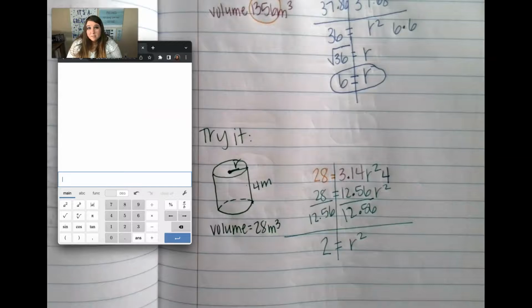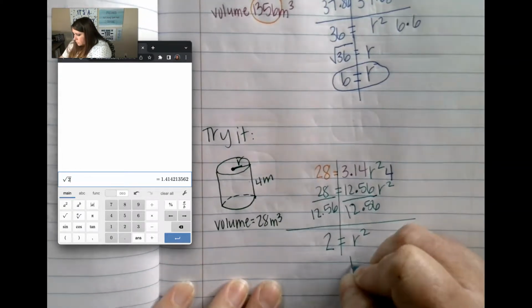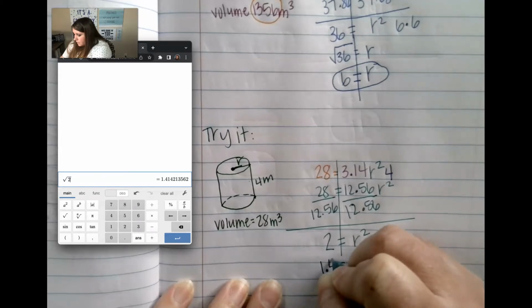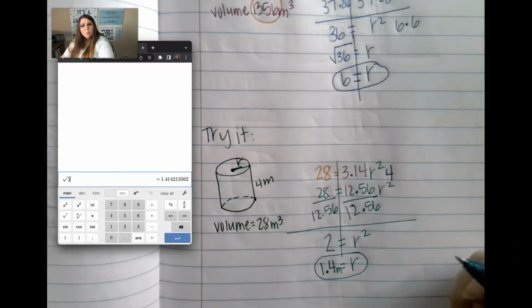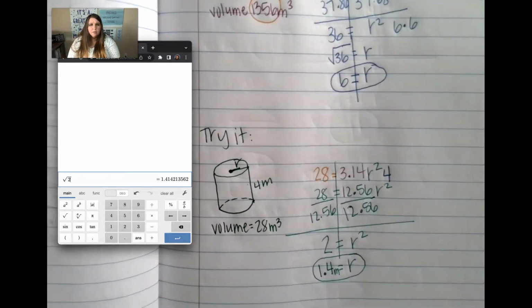Okay, I pulled up the Desmos calculator so I can do the square root of 2. Because if I just did 1 times 1, that's going to give me 1. So this is going to end up being a number that has a decimal point in it. So we're going to find, in the Desmos calculator, the square root of 2. And this is about 1.4, or we could round up. Well, yeah, we can just put about 1.4. So r equals 1.4 meters.